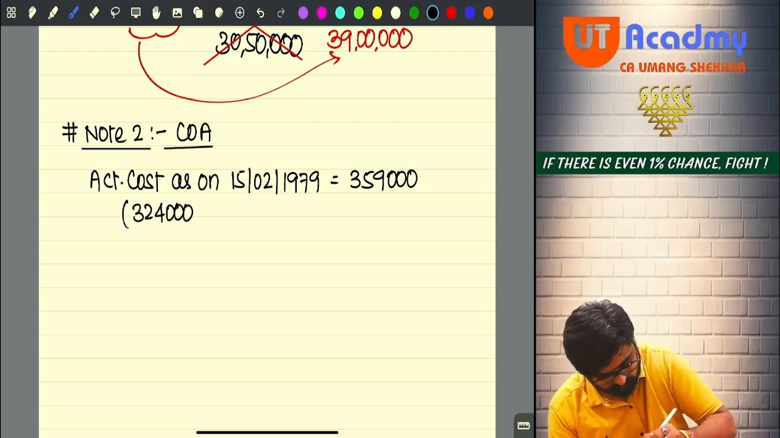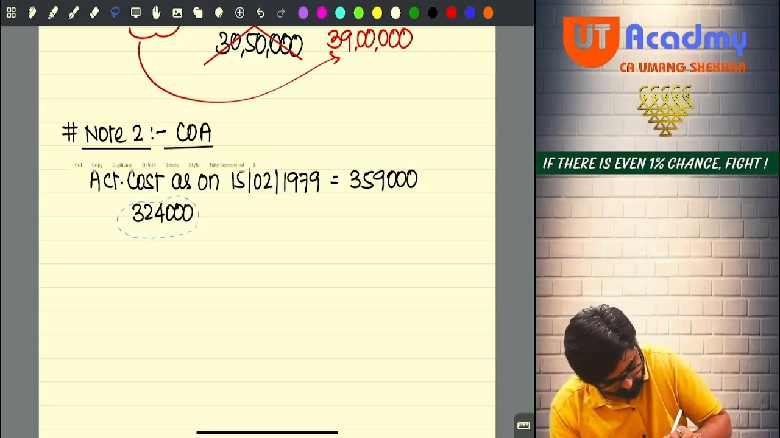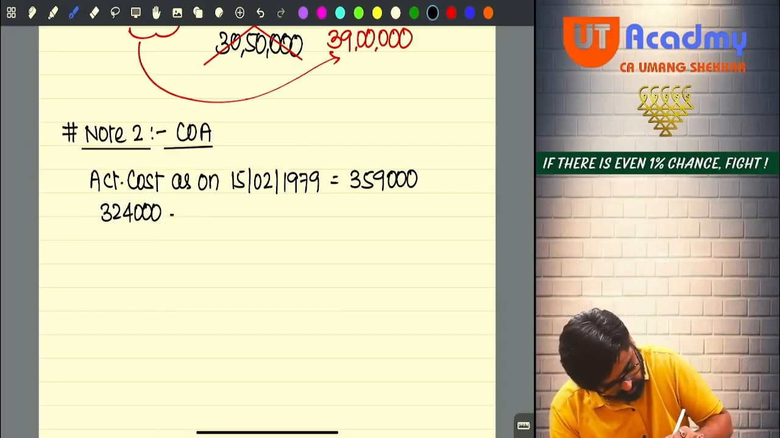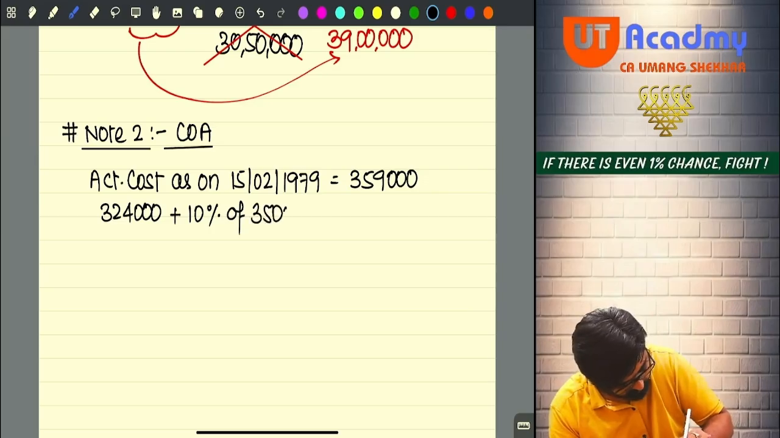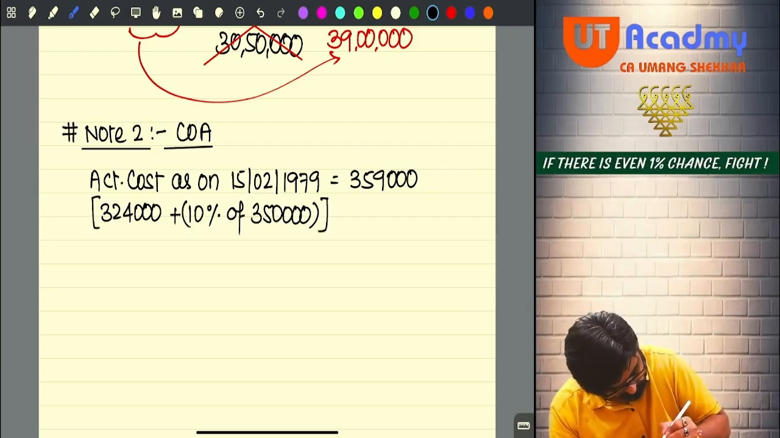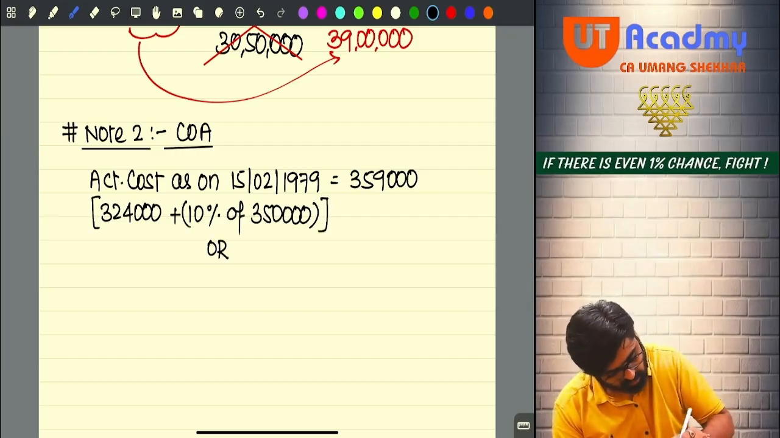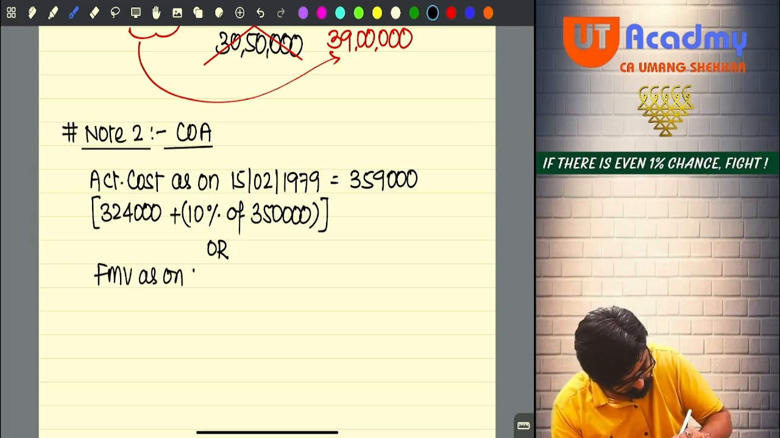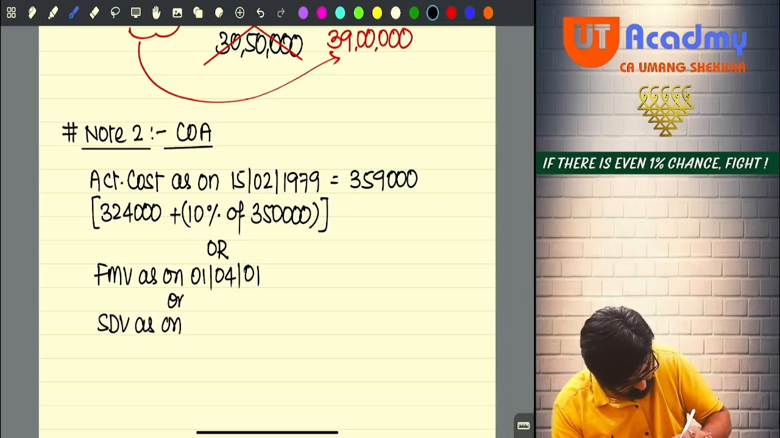3,24,000 plus 10% of 3,50,000. Or FMV as on 1st April 2001, or SDV as on 1st April 2001.